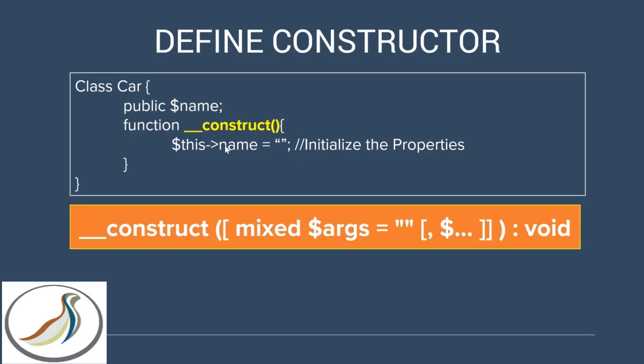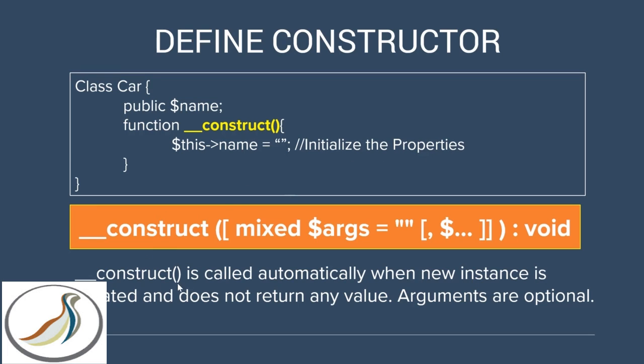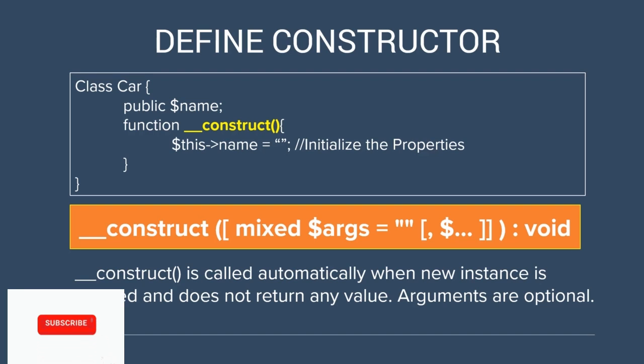And whatever you write inside it, mostly you will write code to initialize the properties to a default value. So __construct is called automatically when a new instance is created and does not return any value, and arguments are optional. Even the function you can choose to define or ignore. So you have to really remember this concept, and understand when you have to write a constructor: first is how to define it, what parameters you want to pass to it, and that it doesn't return any value. Those are the things you have to remember when you write a constructor. So let's do an example and understand how you write a constructor for a class and how it gets executed automatically.